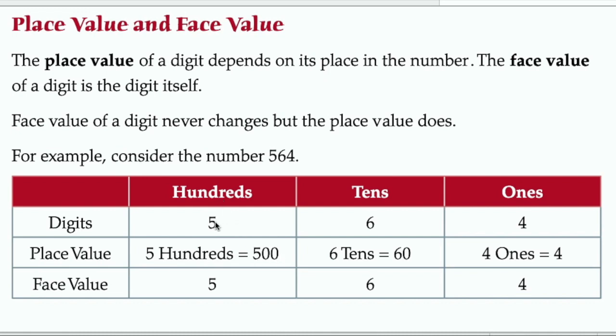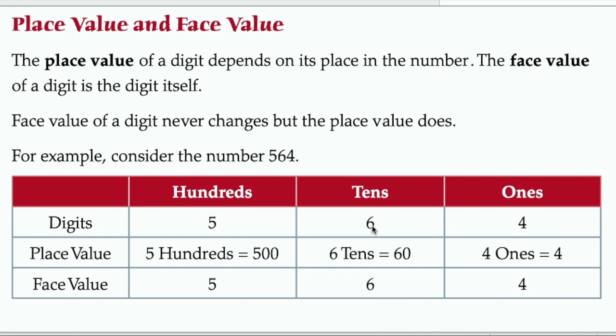That is 5 into 100. So we have to say 100 till we get 500: 100, 200, 300, 400 and 500. Next we have 6. 6 is in the tens place and the value of the place is tens. So we have to say 10 six times, that is 10, 20, 30, 40, 50 and 60.